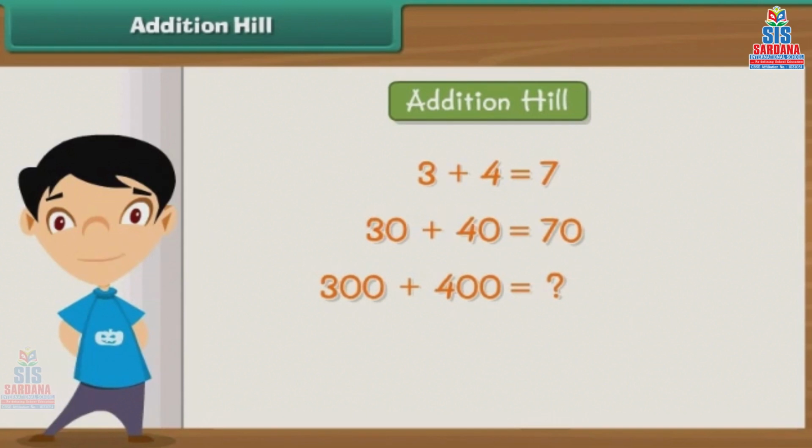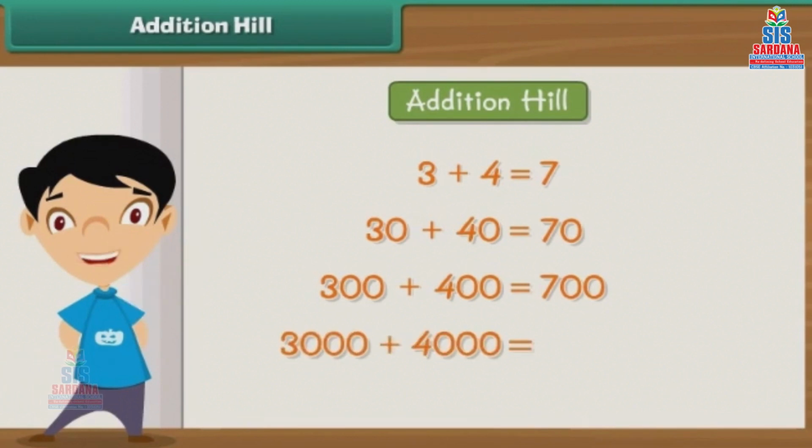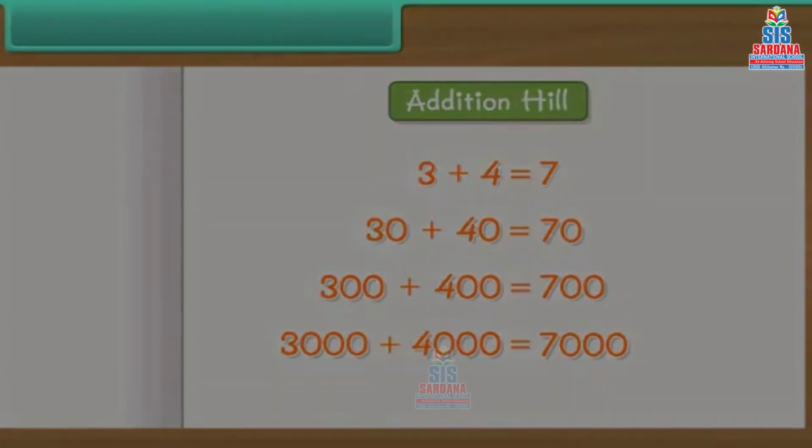300 plus 400 is equal to 700. Now you can tell the sum of 3000 and 4000 very easily. 3000 plus 4000 is equal to 7000. As this pattern gives a hill-like structure, we call it the addition hill.